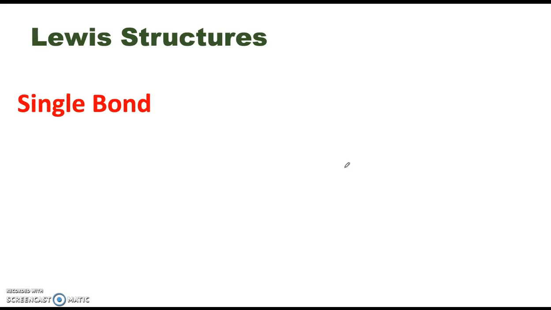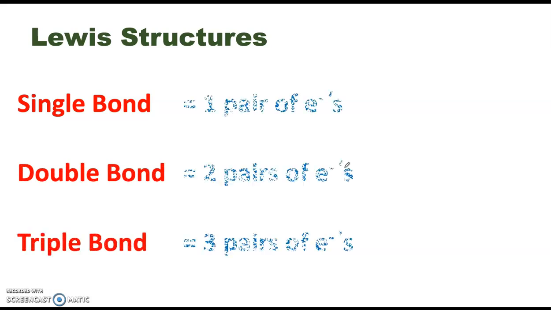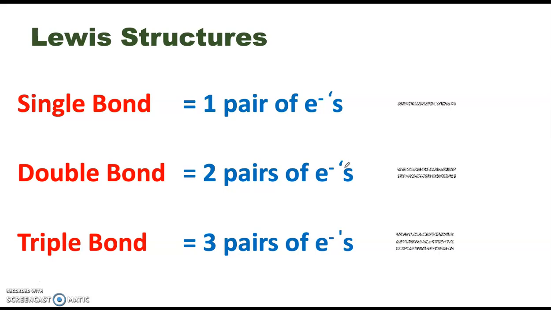Okay, so there are a few different types of bonds. The first one is a single bond. Then we've got double and triple bonds. Pretty simple names there. You can probably figure out that a single bond is one pair of electrons, a double bond must be two pairs, and a triple bond is three pairs of electrons. And we draw them like this: a single bond, a single line; a double bond, a double line; a triple bond, a triple line.